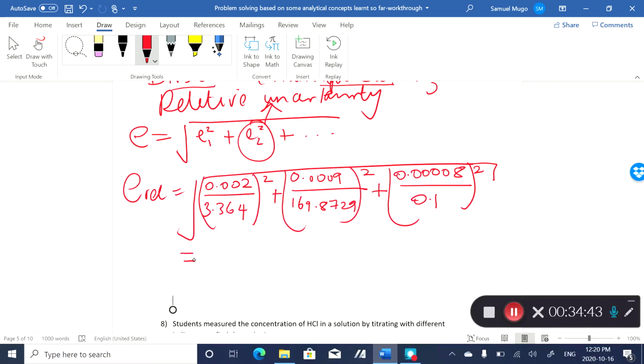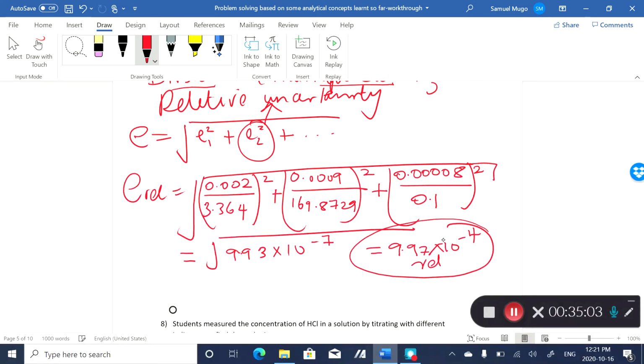And when you solve this problem, you're going to find it is equal to 9.93 times 10 to the power minus 7, which, when you take the square root, gives 9.97 times 10 to the power minus 4. But remember, this is relative, right? And so we need to convert this relative uncertainty into absolute.